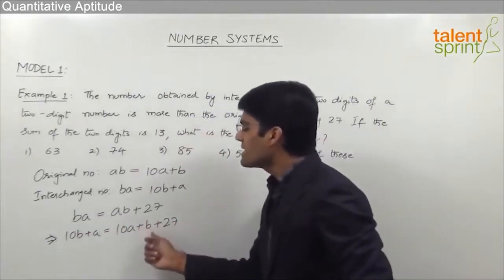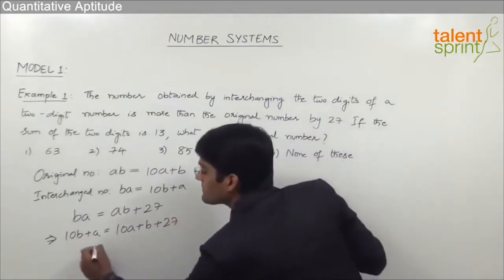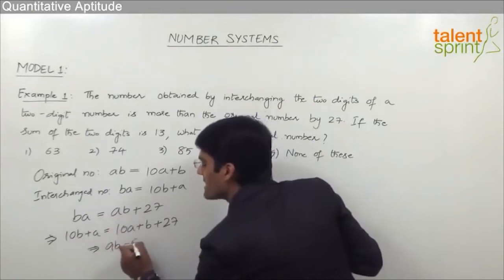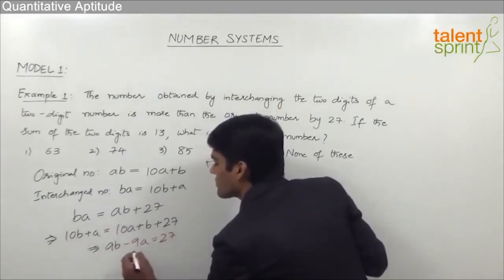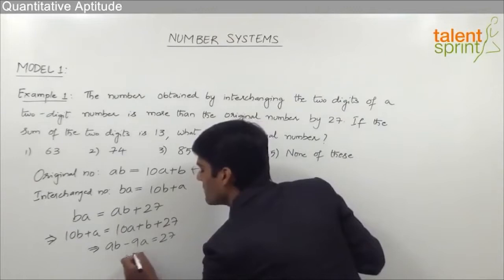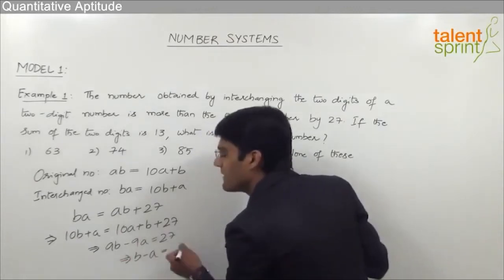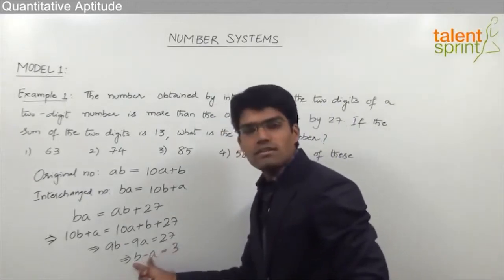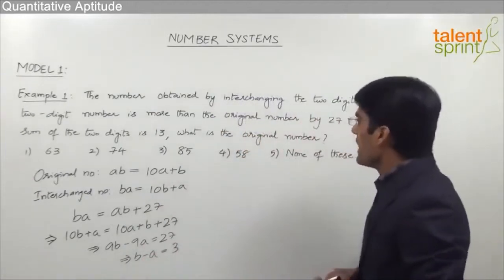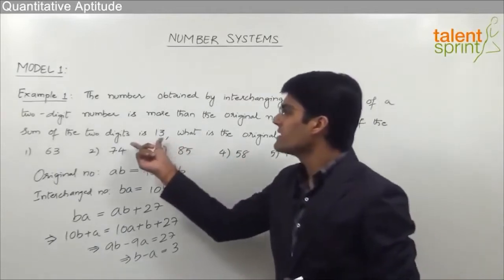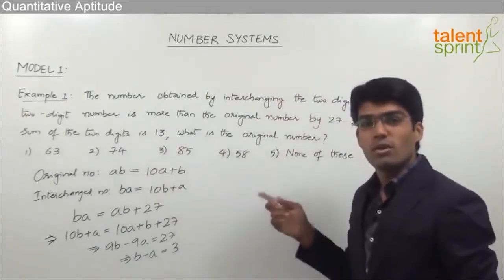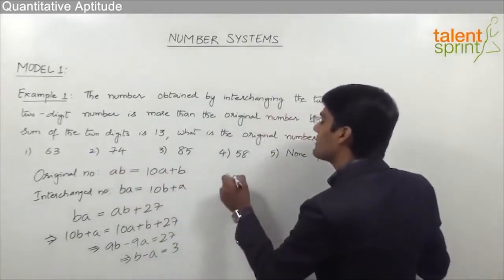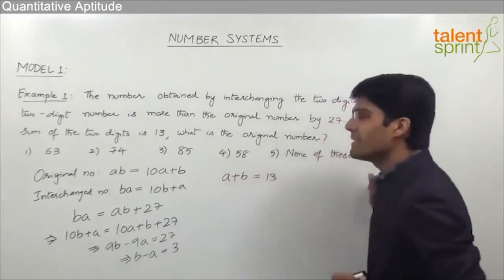Now by taking 10A plus B to the other side, we get 10B minus B is 9B, and A minus 10A is minus 9A, equals 27. If we take 9 common, we get B minus A is equal to 27 by 9, that is 3. So now we know that the difference of the two digits, B minus A, is equal to 3. The next statement is that the sum of the two digits is 13, so A plus B is equal to 13.